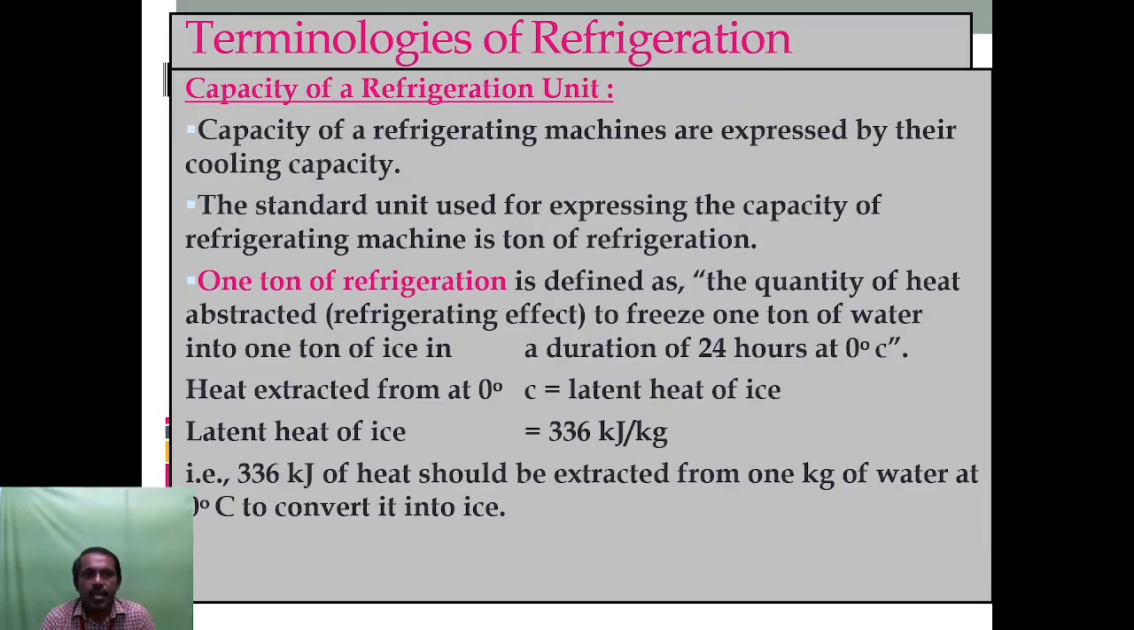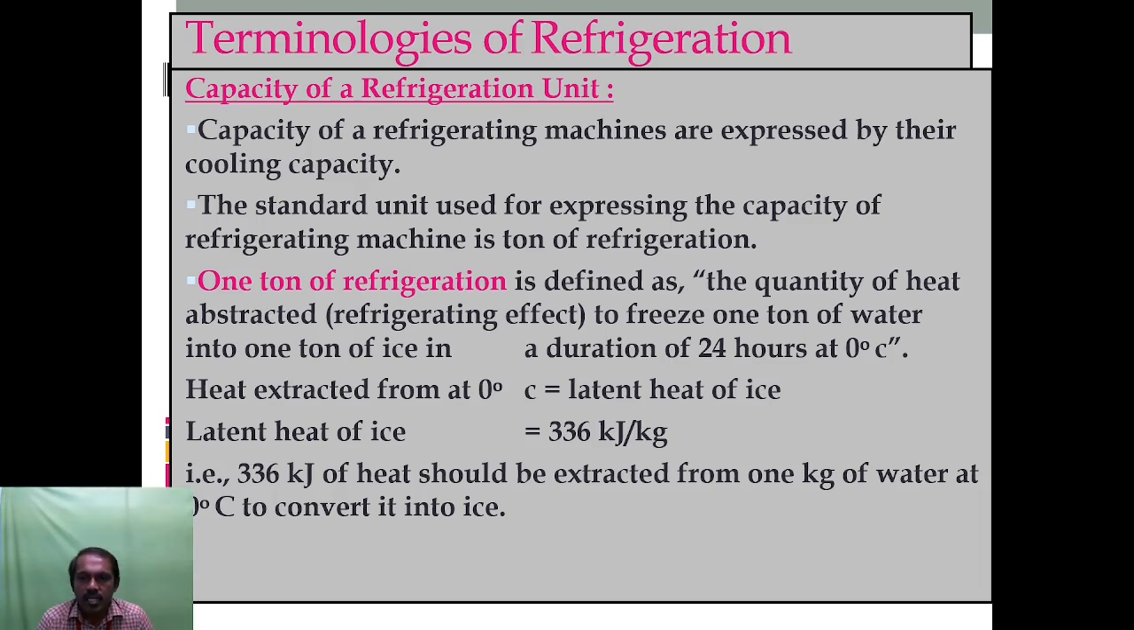Next, the capacity of a refrigeration unit. The capacity of refrigeration machines is expressed by their cooling capacity. The standard unit used for expressing the capacity of a refrigeration machine is the ton of refrigeration, which is heat extracted from water at 0 degrees. The latent heat of ice is 336 kilojoule per kilogram, a constant value.